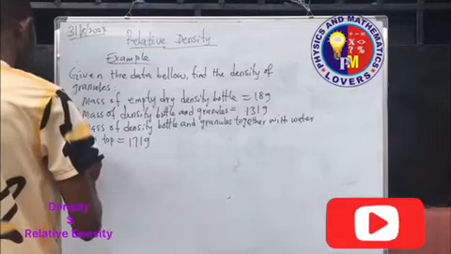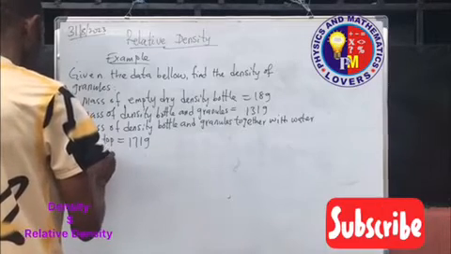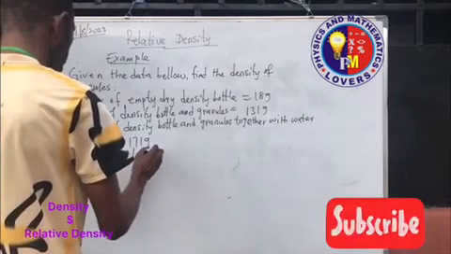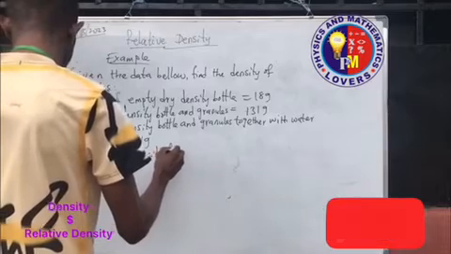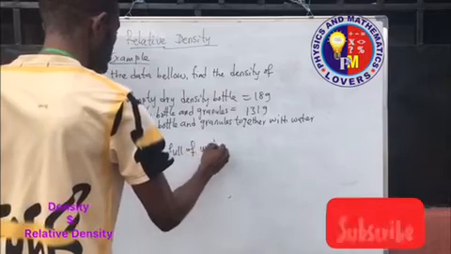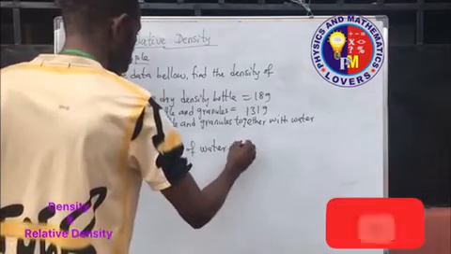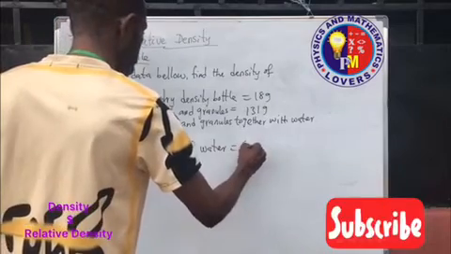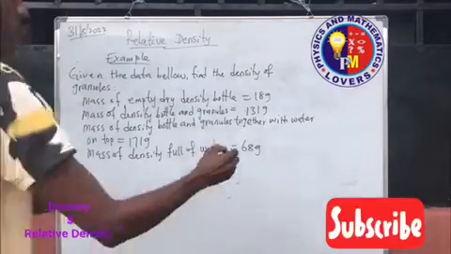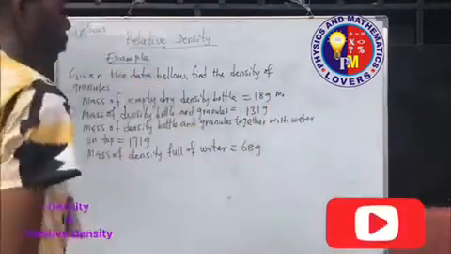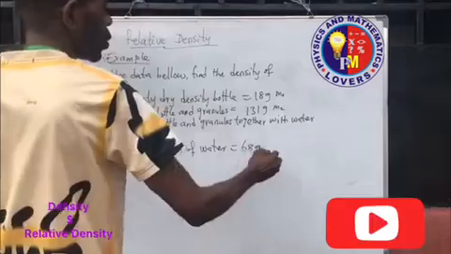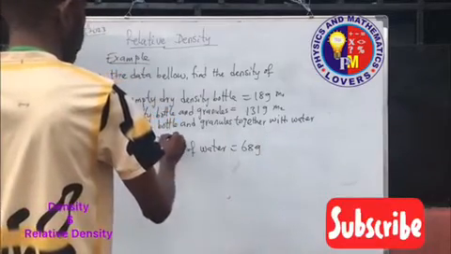Remember that M3, the mass of the density bottle full of water, is equal to 68 grams. So now, from all our derivation, this one here is our M0. Then this here is our M1, this one here is our M2, and this very one here is our M3.